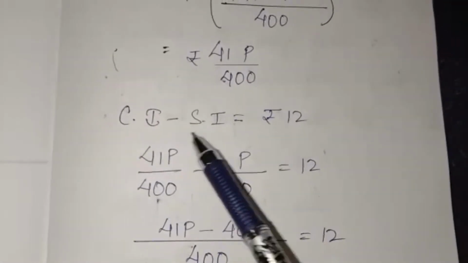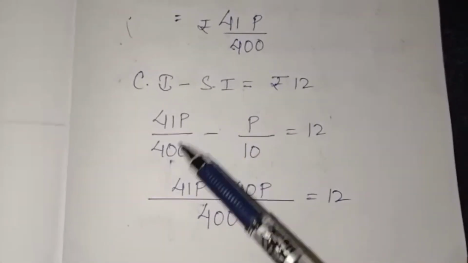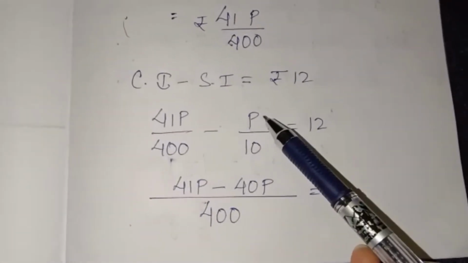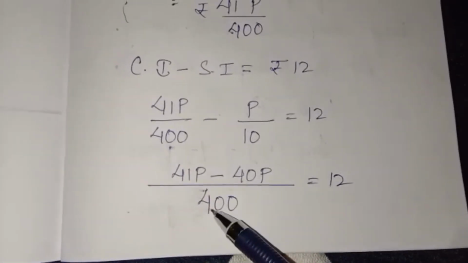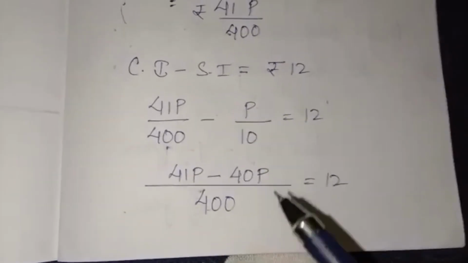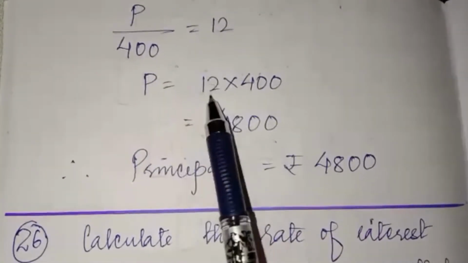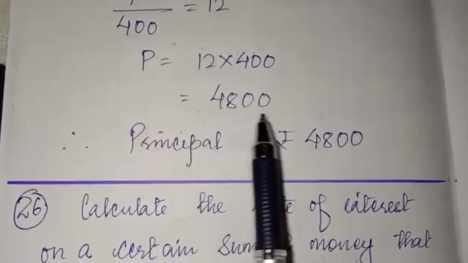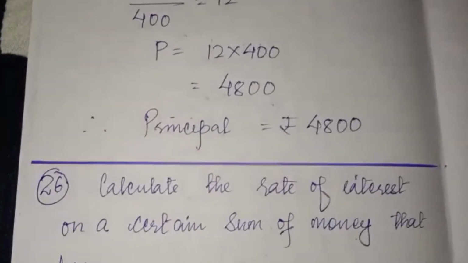So compound interest minus simple interest is rupees 12. So compound interest is 41P by 400 minus simple interest is P by 10. So 400 10 LCM is 400. Here you have to multiply by 1 and here you have to multiply by 40. So on subtraction you will get P by 400 is equal to 12. So P is equal to 12 into 400, which is 4800. So principal is rupees 4800.